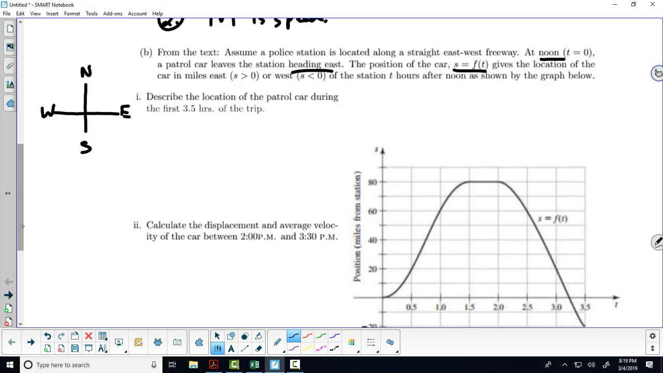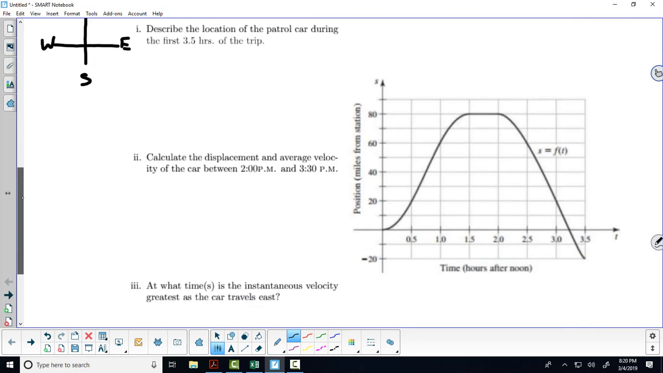So east is usually oriented with the positive direction because that's to the right, just as north usually is when we do physics problems. That's just customary. We could choose to call west a positive value, and then east would be a negative value. But we have to pick one, and so we tend to do a left-right orientation. So here we're asked to describe the location of the patrol car during the first 3.5 hours of the trip.